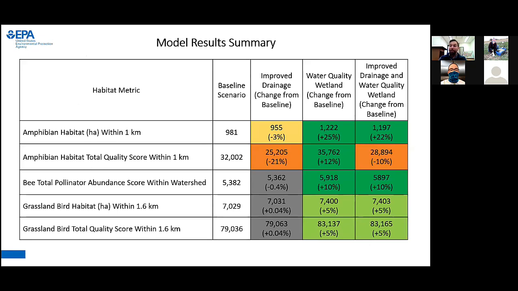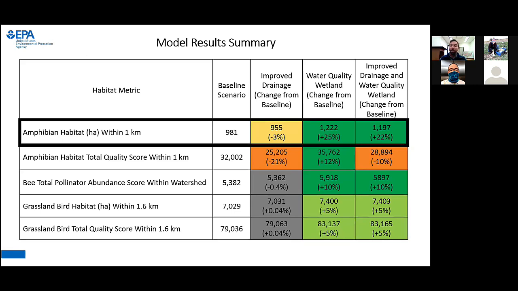So taking a look at the summary results across all 37 catchments, improving drainage resulted in a 3% decline in suitable amphibian habitat, while adding water quality wetlands to all catchments resulted in a 25% increase in amphibian habitat. However, modeled water quality wetlands that were isolated from other wetland habitat and surrounded mostly by cropland did not provide any additional amphibian habitat. The scenario with drainage improvements and water quality wetlands experienced a 22% increase in amphibian habitat, suggesting that water quality wetlands are likely to offset amphibian habitat losses due to drainage improvements.